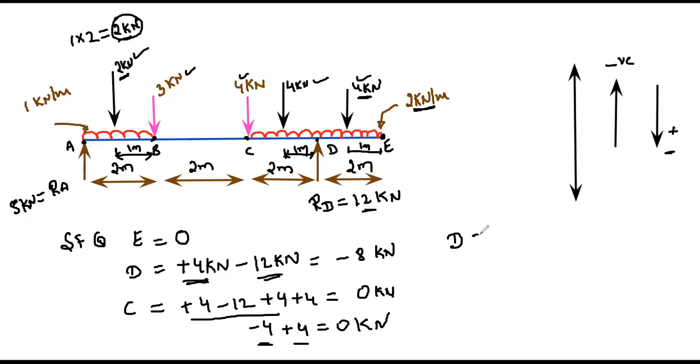Next, shear force at this point. This is point B. Shear force at B will be, again, plus 4, minus 12, plus 4, plus 4. And here at point B, it should be equal to 3 kilonewton.